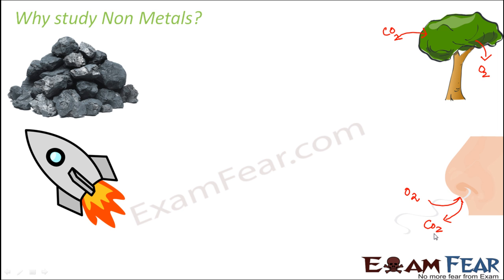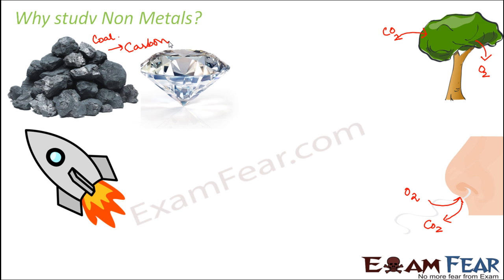Apart from that, we also have fuels which are excellent sources of energy. For example, coal. What is coal? Coal is made up of carbon. And carbon is of course a non-metal. So coal is an excellent fuel, an excellent source of energy, and we have already studied in our previous lesson that there are many different uses of coal. Again, diamond is made up of carbon. It is one form of carbon, and diamond is used for making a lot of jewelry.